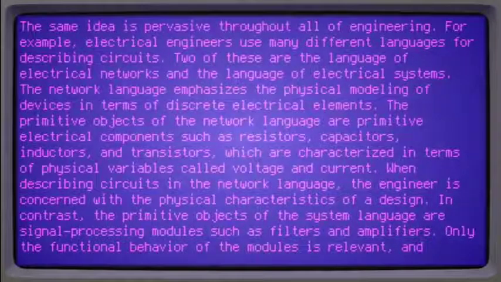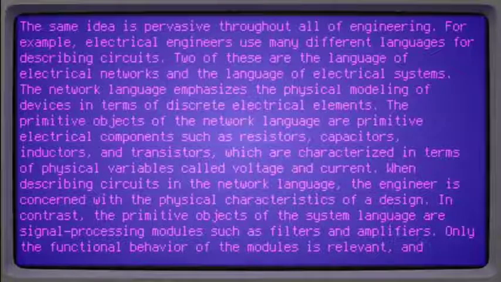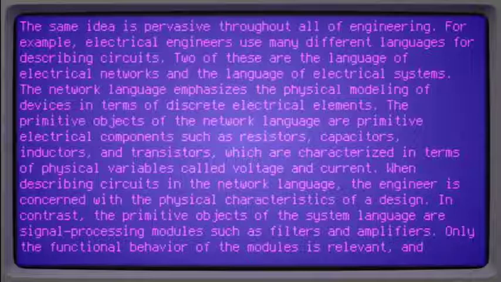For example, electrical engineers use many different languages for describing circuits. Two of these are the language of electrical networks and the language of electrical systems. The network language emphasizes the physical modeling of devices in terms of discrete electrical elements. The primitive objects of the network language are primitive electrical components such as resistors, capacitors, inductors, and transistors, which are characterized in terms of physical variables called voltage and current. When describing circuits in the network language, the engineer is concerned with the physical characteristics of a design.